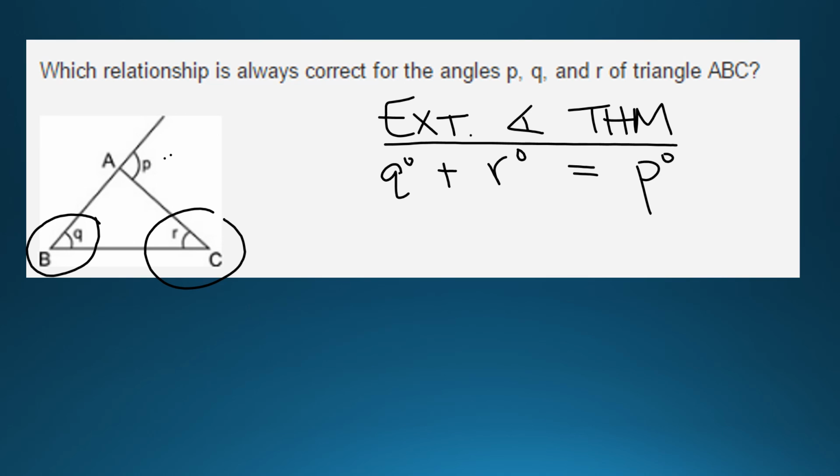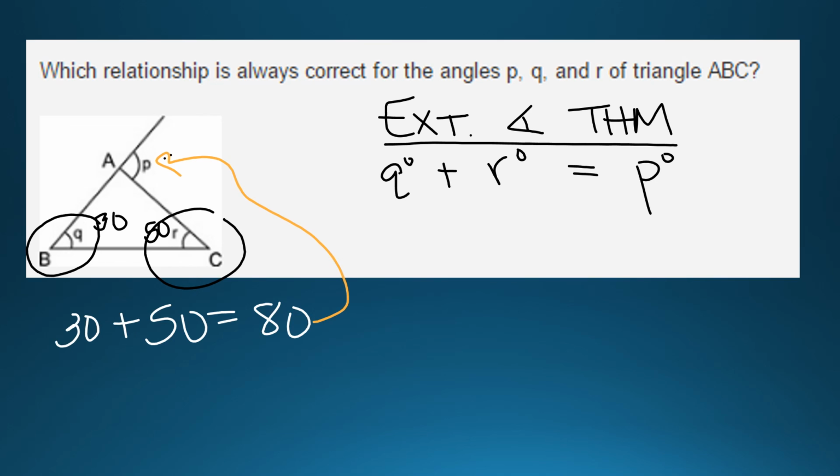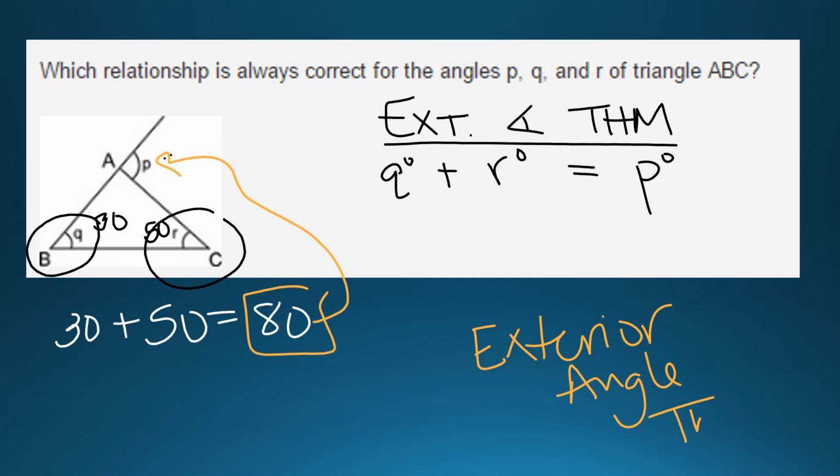In other words, if this was 30 and this was 50, we know right away, knowing nothing else, that we could do 30 plus 50, which would give us 80, and we would know right away that P would be 80. That's called the exterior angle theorem. And so you want to have that in your notes so you know that the outside angle is always equal to adding up these two inside angles.